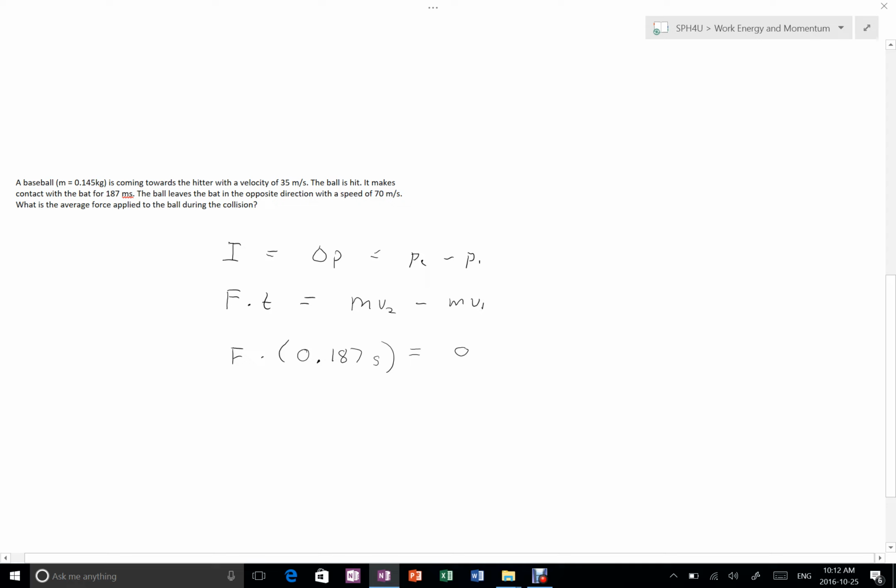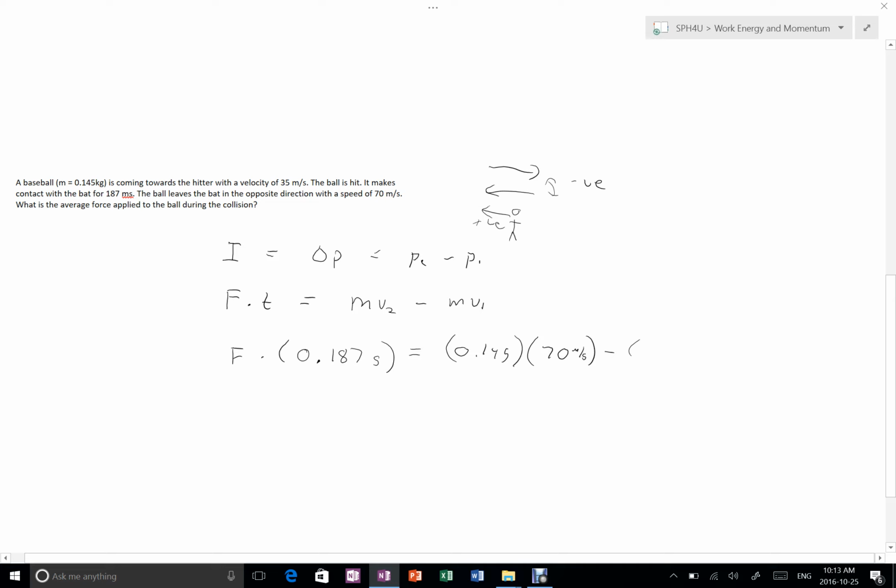Mass, 0.145, times my final velocity, which was 70. But I've got to be careful here. If the ball came in this way and then came back out that way, one of these directions, this one or this one, has to be a negative. So let's make the way the batter is standing and hitting the ball the positive direction. That means that when it leaves the bat, it'll be leaving with a positive 70 meters per second.